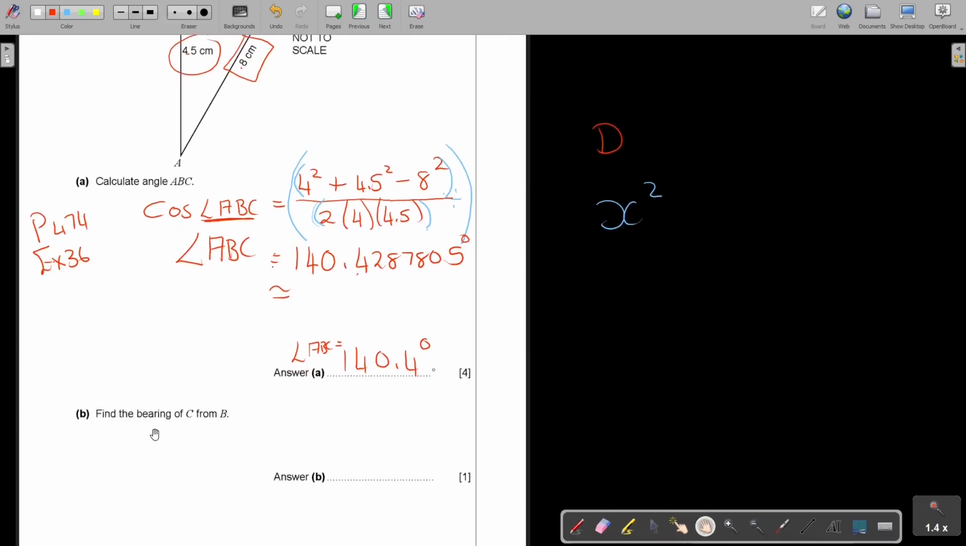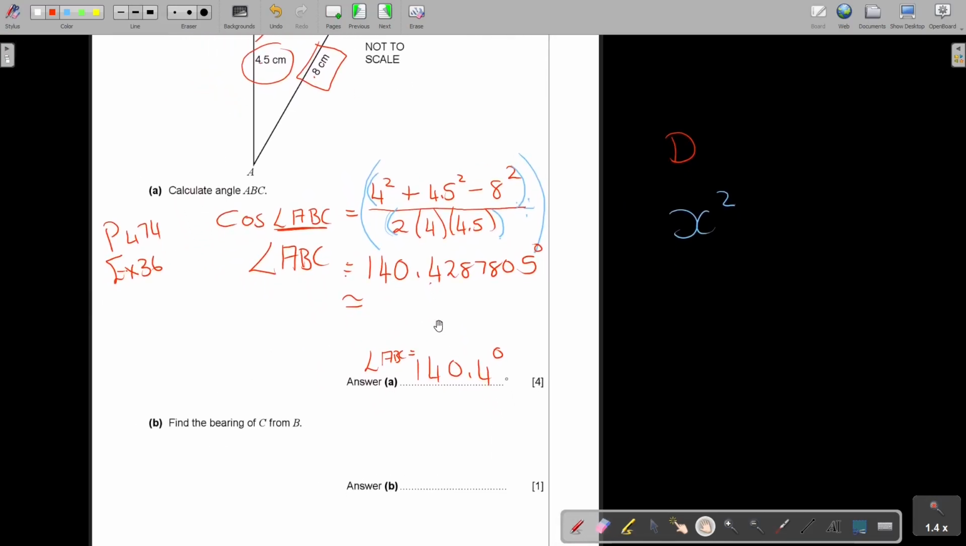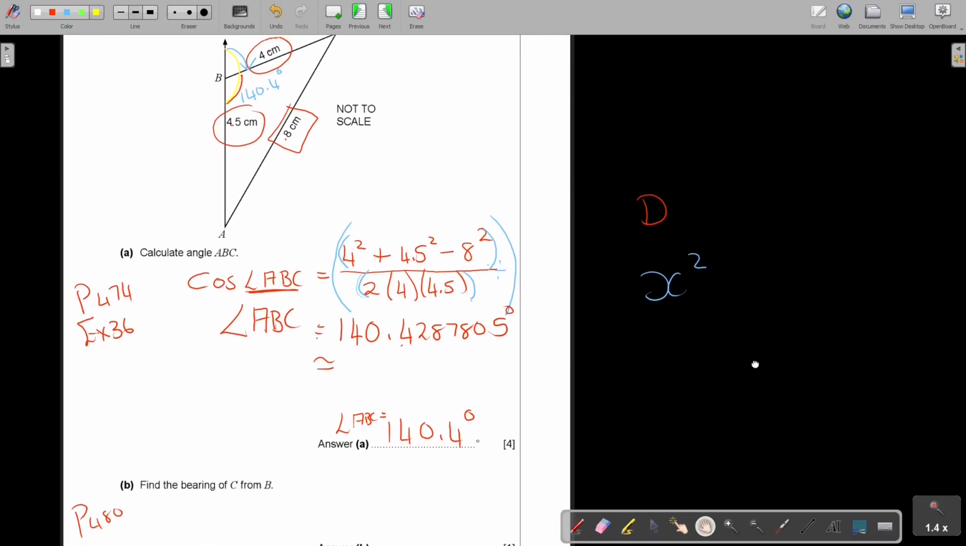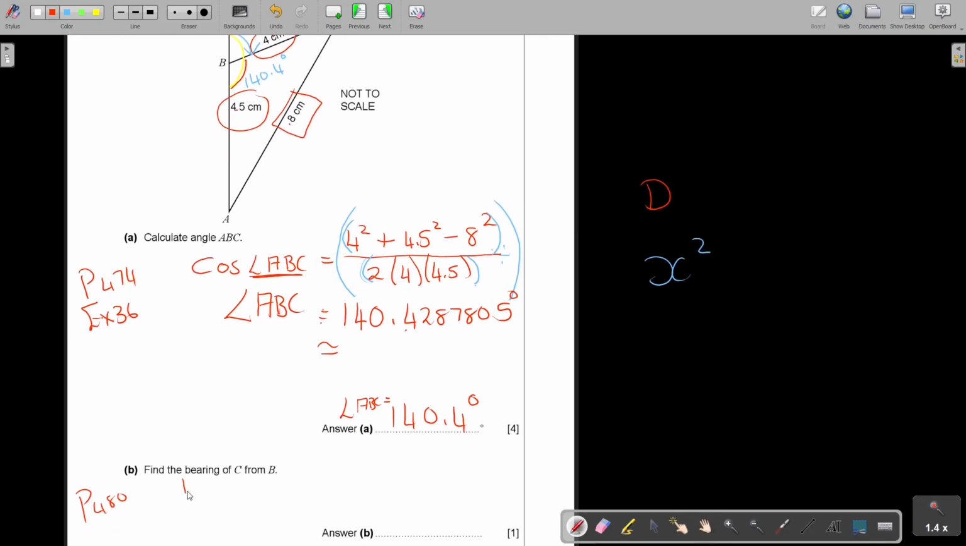Okay. And now, find the bearing of C from B. And bearings you will find on page 480. Okay. So, basically, I'm just going to go back and I want to say, find the bearing of C from B. So that's actually very nice. It's that one. Now you worked out this one. You got one decimal place, you can work with that. Okay, so you know that this is a straight line, 180. So basically, I'm going to say 180 minus that 140.4 degrees, and then I'm going to get 39.6 degrees, and that will be your final answer.